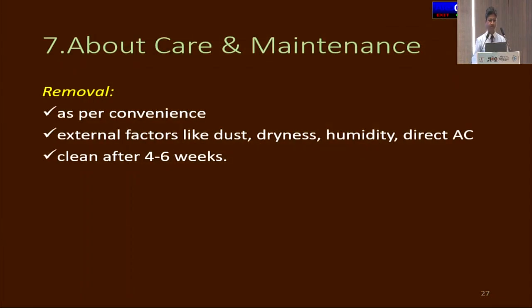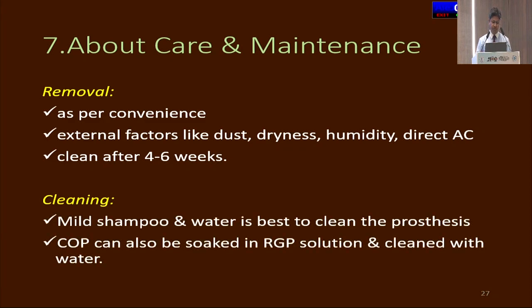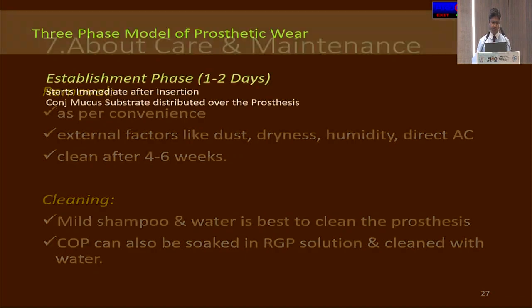About the care and maintenance, the prosthesis should be removed as per the convenience of the patient. If it is comfortable, the patient should not remove the prosthesis. External factors like dust, dryness, humidity, and AC vents cause dryness in the prosthetic eye, and the patient can clean it after 4 to 6 weeks. But if they feel that it should be cleaned after 1 or 2 weeks, they can clean it. It can be cleaned with mild shampoo like baby shampoo and water, because we just need the surfactant. We don't need chemicals to clean the prosthetic eye. A custom prosthesis can be soaked in RGP solution if required and cleaned with water.